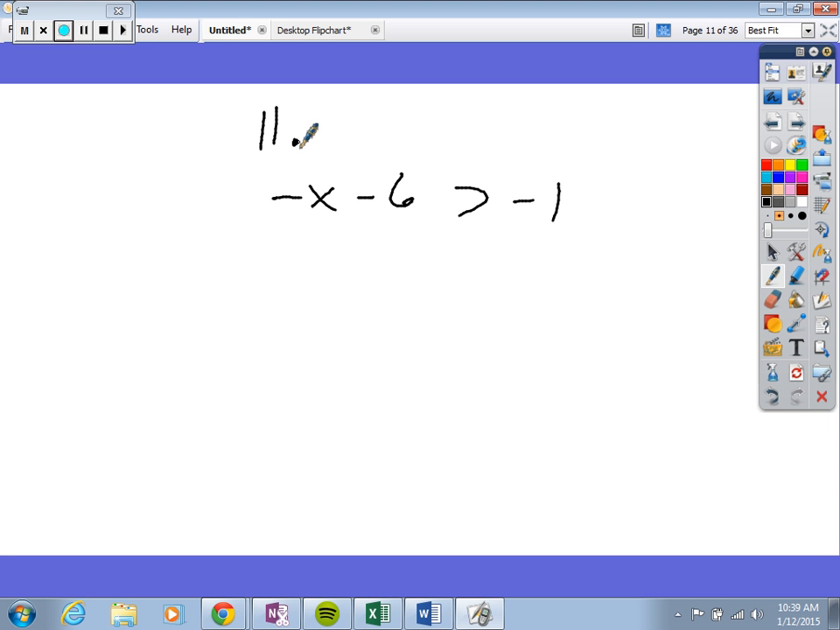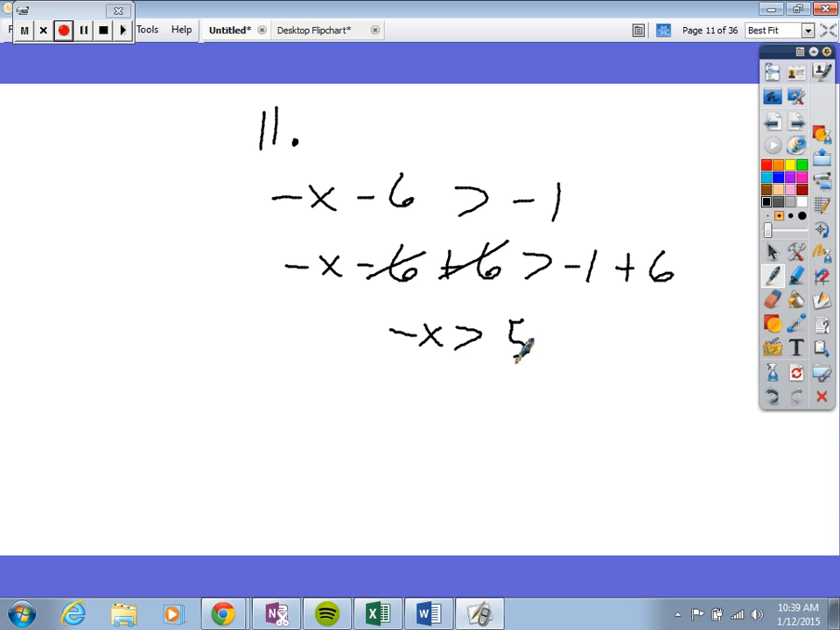So the thing about an inequality you always need to remember is that if you divide or multiply by a negative 1, you must flip the sign. But let's go ahead and start off solving for x. The way we're going to start off solving for x is by getting rid of this negative 6. You get rid of the negative 6 by adding 6 to both sides. So then we can cancel out the negative 6 and the positive 6. So we get negative x is greater than 5.